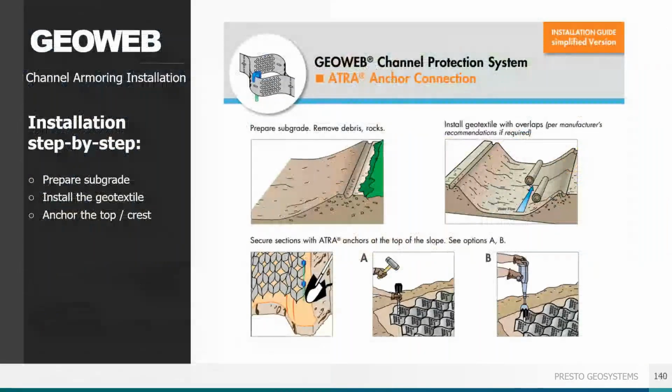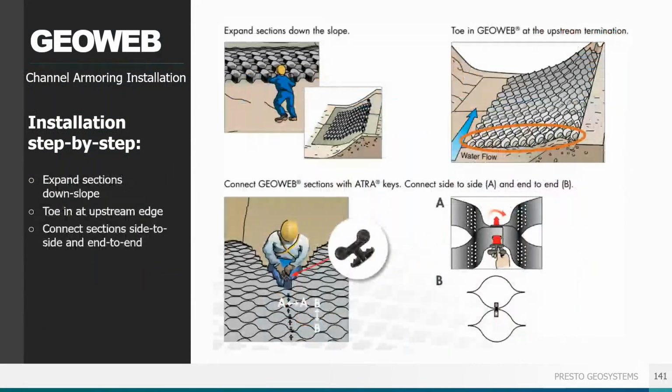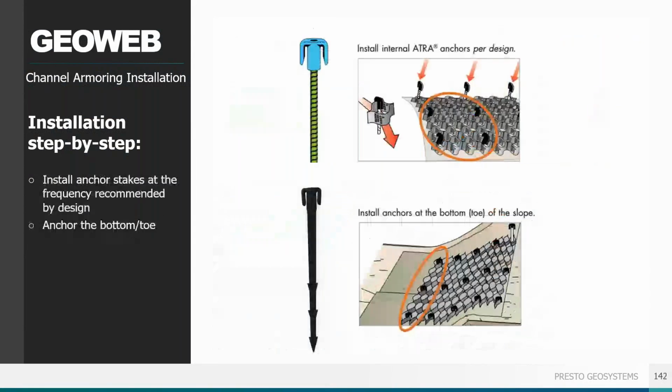Here we go. The GEOWEB channel system installation steps are similar to slope, though as you expand the sections down slope, you must note the water flow direction. The GEOWEB needs to be toed in at the upstream termination. This is an important technique tip. And one you should also do at transition areas if your channel goes from hard armor to competent rock, for example. Key in or toe in at that transition. Again, talk with our design team for additional details specific to your site needs.